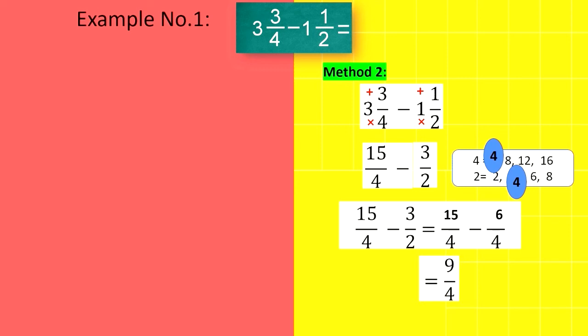Now, we just need to convert this improper fraction to a mixed number. Okay, so converting this improper fraction to a mixed number, 9 divided by 4 would give us 2 and a remainder of 1. So, 2 and 1, just copy the denominator of 4. It will give us the answer of 2 1/4. Same as our first method.